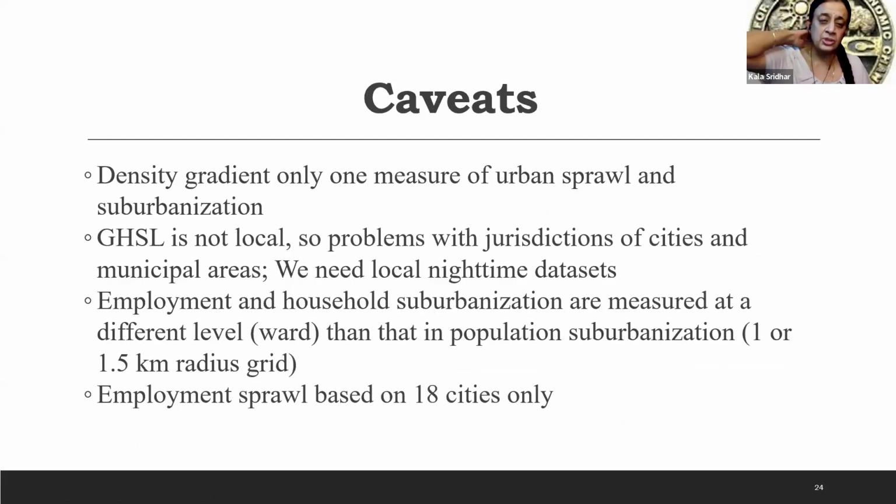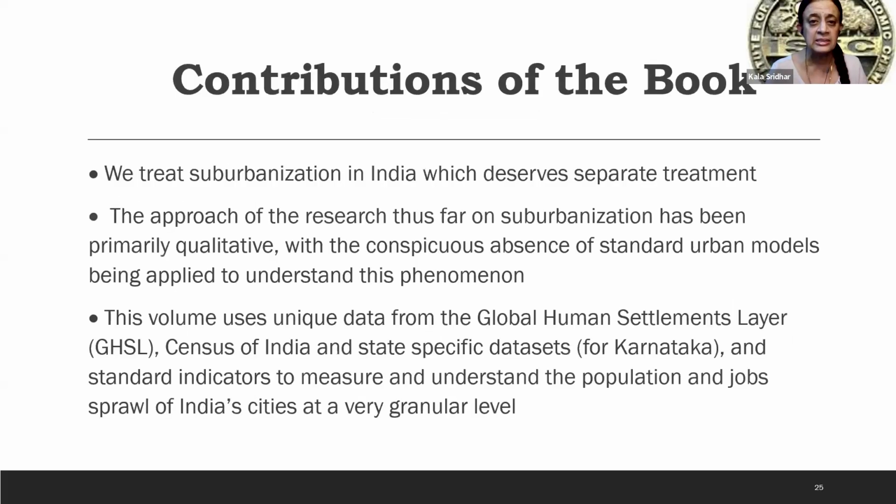And these are some caveats of the work. Density gradient is only one measure of urban sprawl and suburbanization, and the global human settlements layer is not a local data set. It is, as I said, based out of the European Commission. So there are a lot of issues with administrative jurisdictions of municipal areas, and we need local nighttime data sets. And employment and household suburbanization are measured at a different level, the census ward level, than the population suburbanization, which is measured at a lot more minute grid level, kilometer level. And the employment sprawl is based on data from 18 cities only.